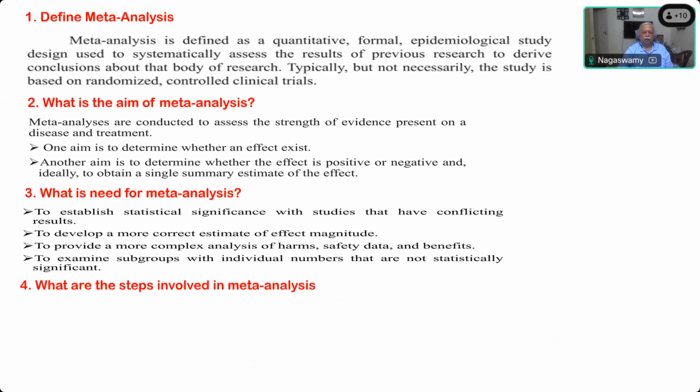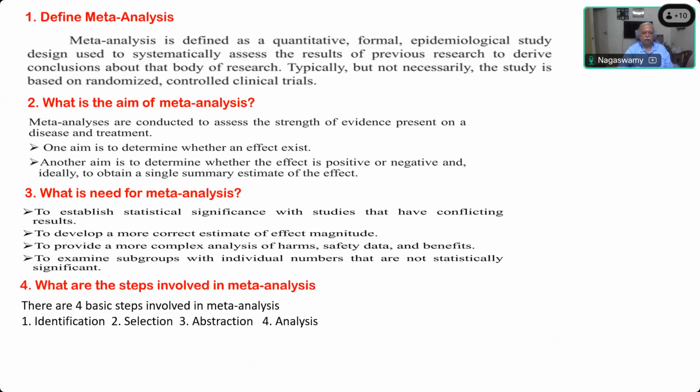What are the steps involved in meta-analysis? So there are 4 basic steps: identification, selection, abstraction, and analysis. These are the 4 things. You must first identify all the published articles or information that you can analyze. Then choose the articles, take the abstraction, and then analyze each one of them.